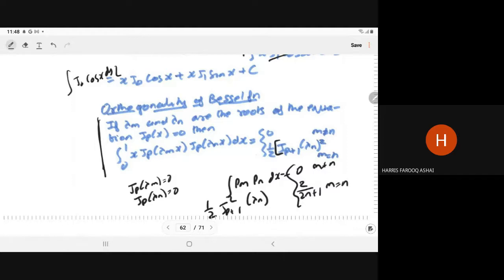Or here, if you are feeling doubt, so you can say, pardon? Yes, 2 Jp squared. It is Jp+1 squared.